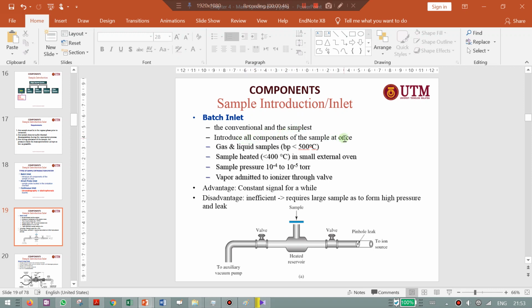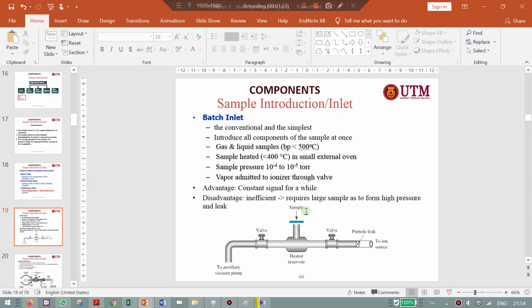It introduces all the components of the sample at once. Gas and liquid samples with a boiling point below 500 degrees Celsius. If our sample is above 500 degrees Celsius, it cannot be used, because we have some limited setup over here. The sample is heated in a small external oven. The sample is introduced from here into the heated reservoir, and then the temperature is elevated. The sample pressure will increase to 10.5 torr. Vapor is emitted to the ionizer through a valve.